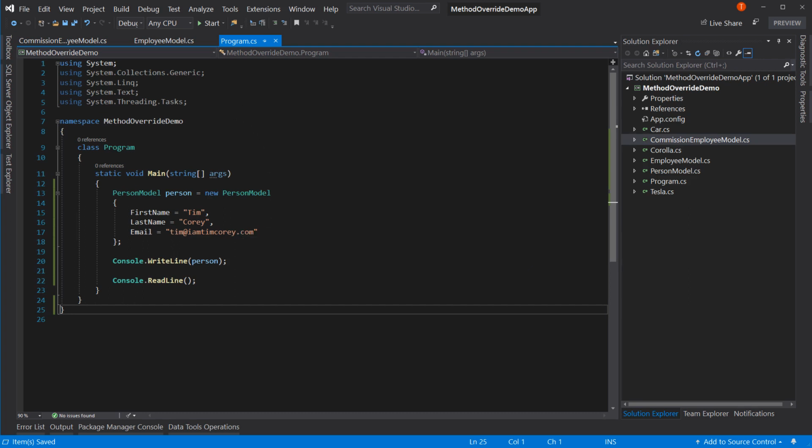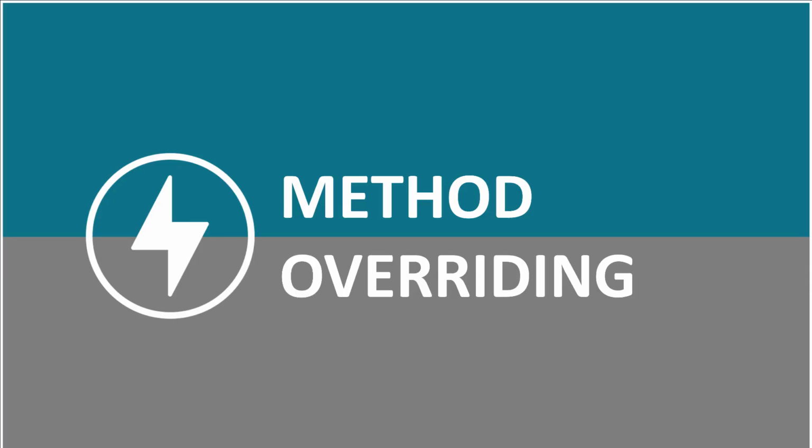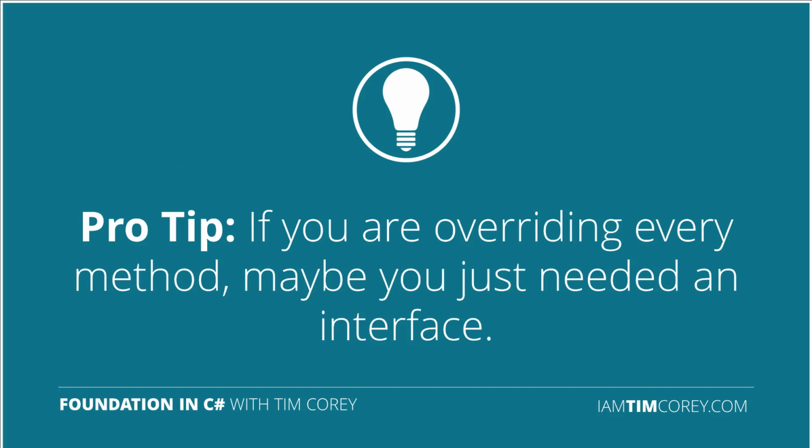Now, let's move on to our tip for today, which is if you're overriding every method, maybe you just need an interface. So if you have a base class and all you do is override everything, then that's not really a base class. That's just a need for an interface. Just make it an interface. It's a whole lot lighter and it frees you up for other inheritance if you need it.